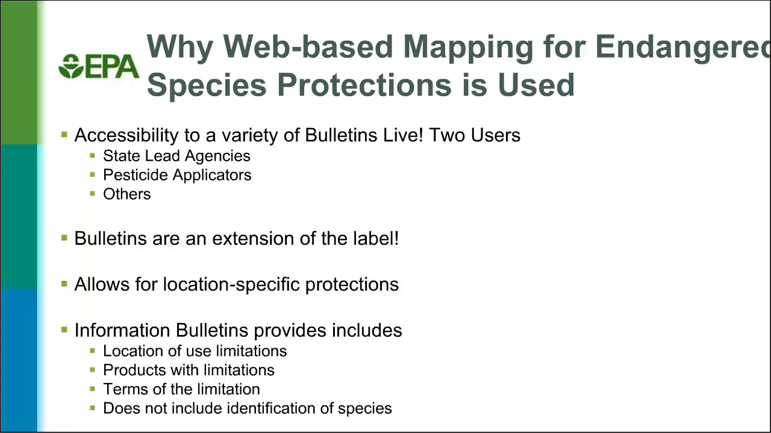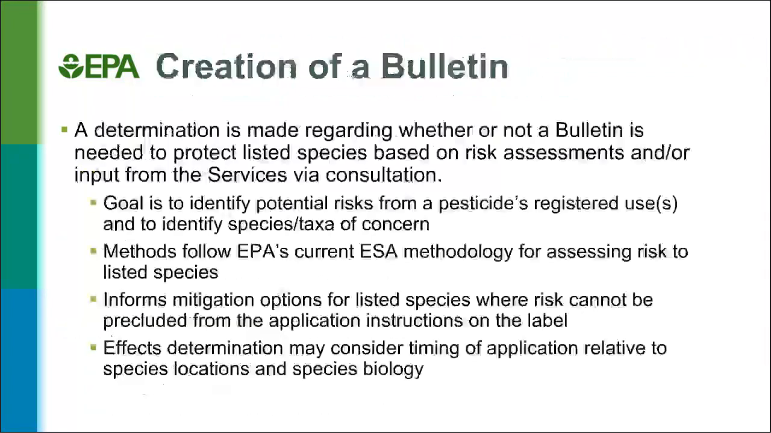When we consider how bulletins are an extension of the label in allowing for location-specific protections, we can be very, very specific as to where in the country we're talking about. Not just a list of counties, but where within the counties specifically, which would be difficult or cumbersome to put on a label. Information bulletins provide includes the location of use limitations, products with limitations, the terms of a limitation, and it does not include the identification of species. We'll talk more about that later.